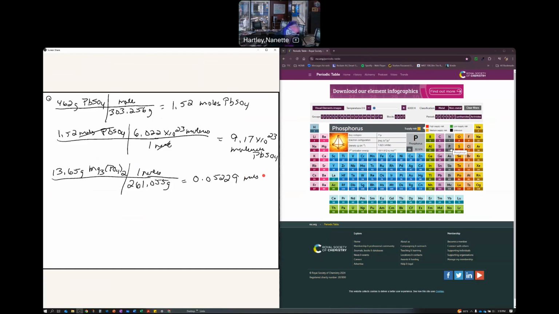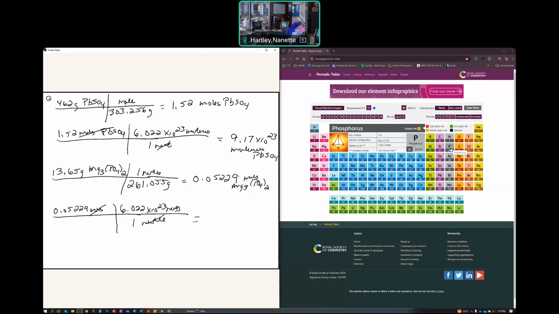moles of Mg3(PO4)2. So that's how many moles of that material that I have. Going from moles, 0.05229 moles, 6.022 times 10 to the 23rd molecules in 1 mole. Moles cancel. So I multiply this lovely number that I calculated times 6.022 EE23.